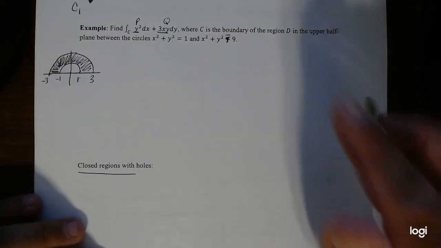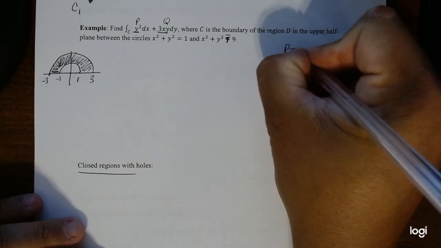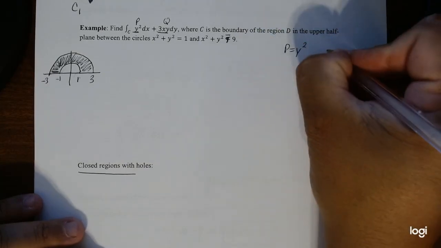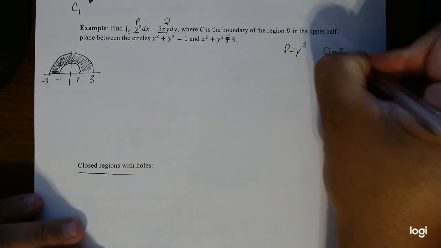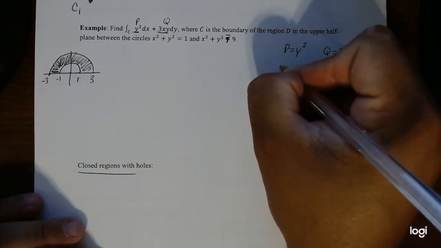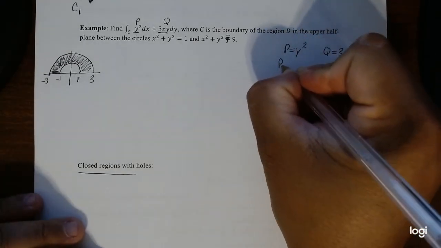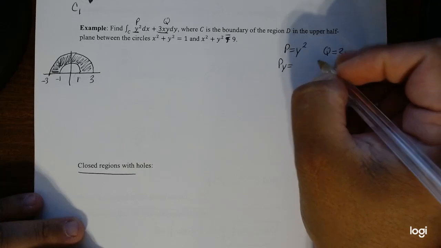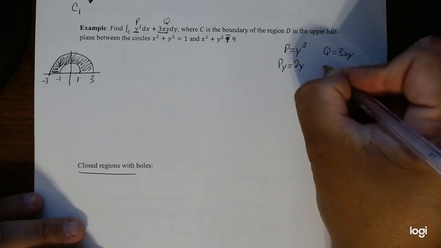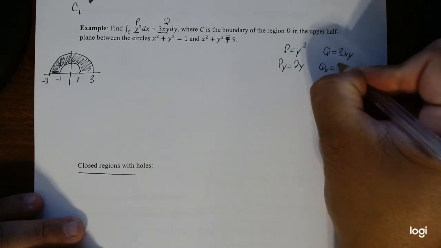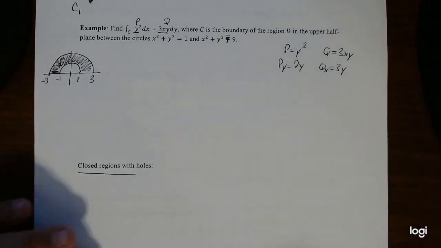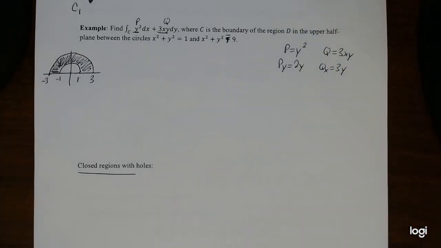So first, we have P equaling y squared, and therefore Q is equal to 3xy. So we take the partial derivative of P with respect to y, and that's just going to give us 2y. The partial derivative of Q with respect to x is just going to be 3y. So everything's in terms of y this time.